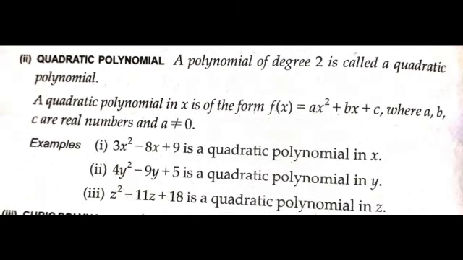Next type of polynomial, it is quadratic polynomial. A polynomial of degree 2 is called a quadratic polynomial. A quadratic polynomial in x is of the form f(x) = ax² + bx + c, where a, b and c are real numbers and a should not be equal to 0. For example, 3x² - 8x + 9 is a quadratic polynomial in x. 4y² - 9y + 5 is a quadratic polynomial in y. z² - 11z + 18 is a quadratic polynomial in z.